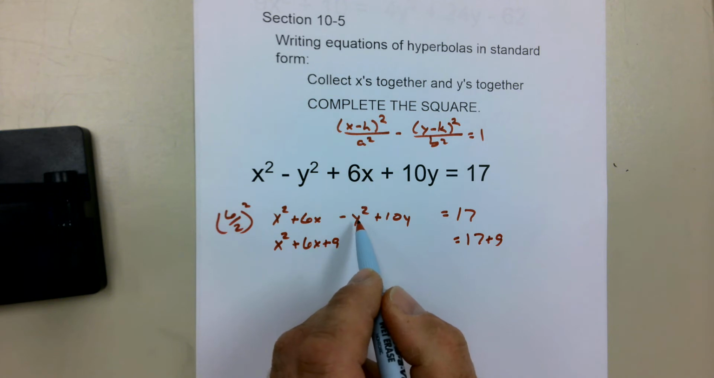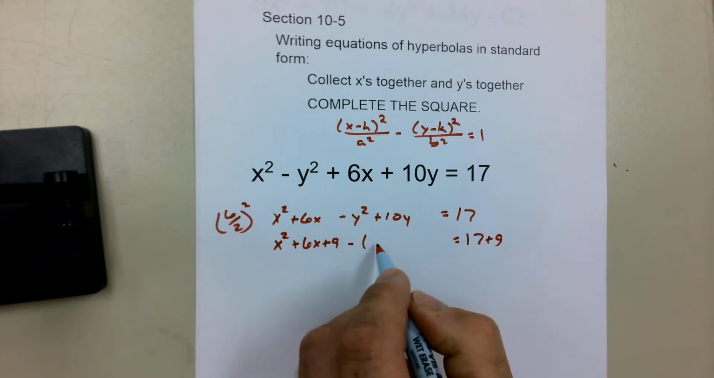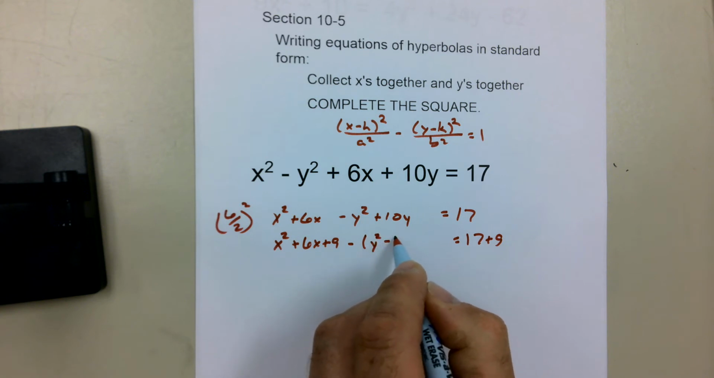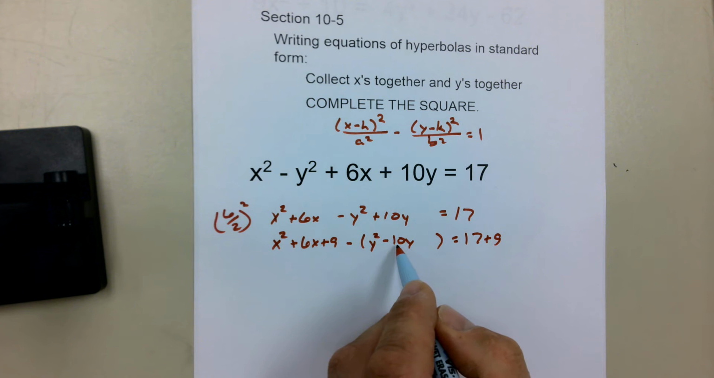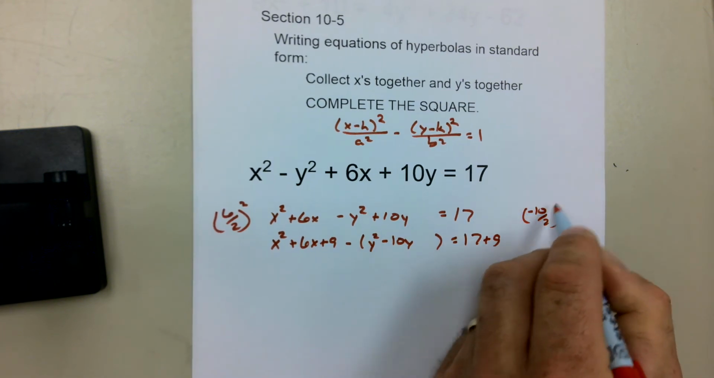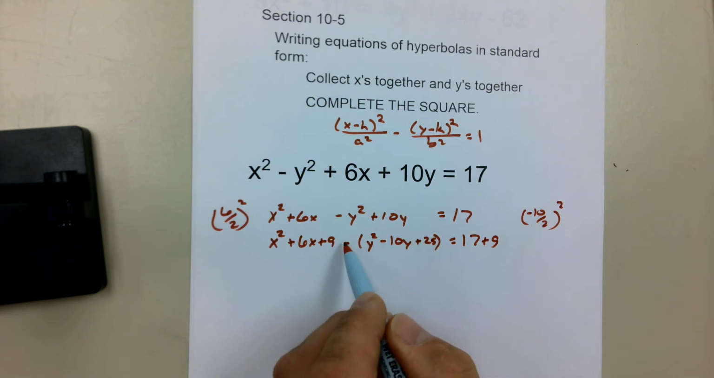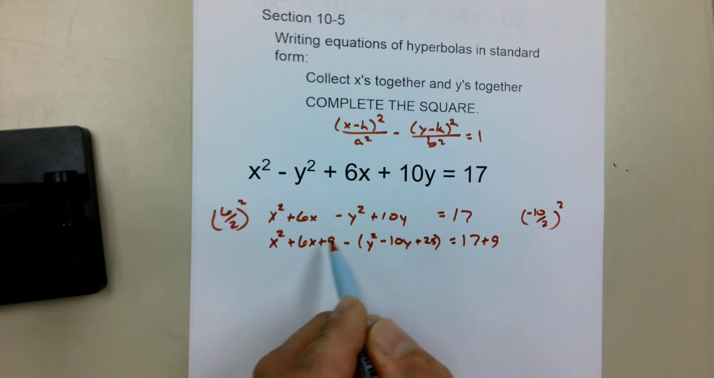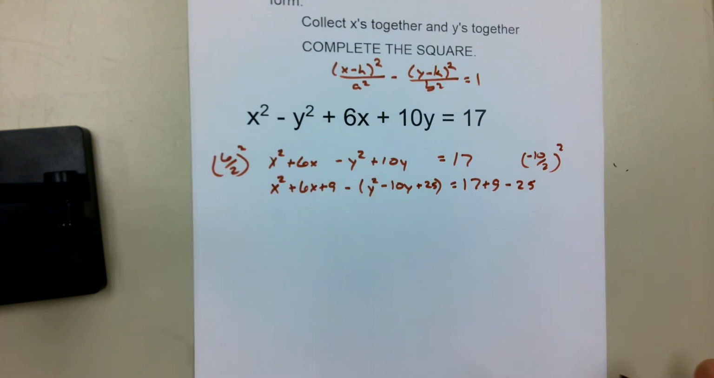Now my y's, we have that negative out there, so we're going to have to pull that negative out first. So we get y squared minus 10y. Now we can go ahead and complete the square with our negative 10. Negative 10 divided by 2, squared, gives us 25. So we're adding 25 here, but we're actually subtracting 25 from the left side. So to combat that, we need to subtract 25 from the right as well.